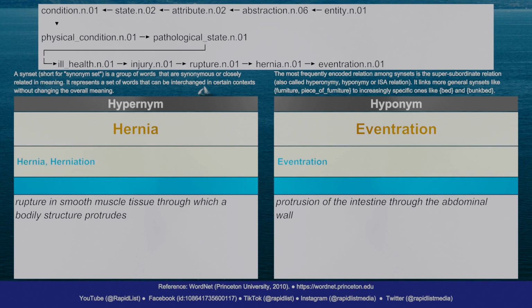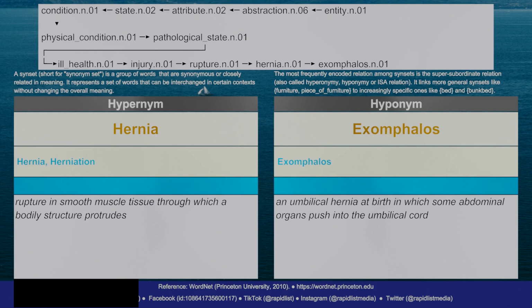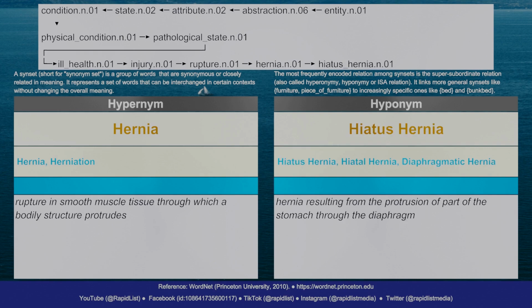Eventration. Protrusion of the intestine through the abdominal wall. Exumphallos. An umbilical hernia at birth in which some abdominal organs push into the umbilical cord. Hiatus hernia. Hernia resulting from the protrusion of part of the stomach through the diaphragm.